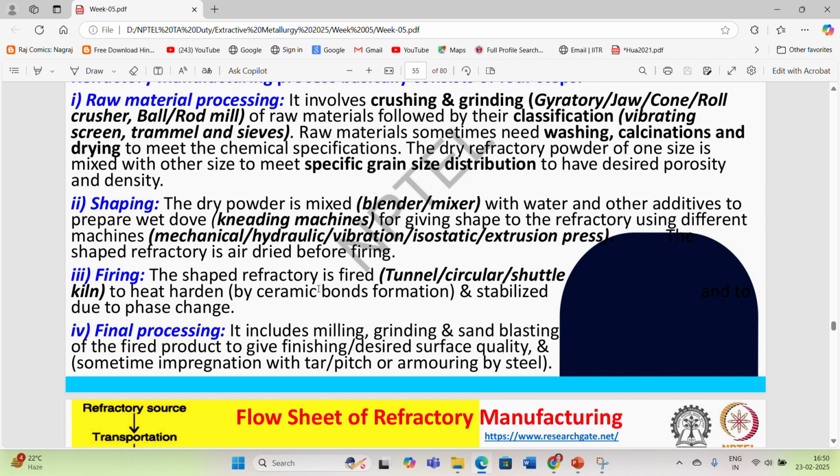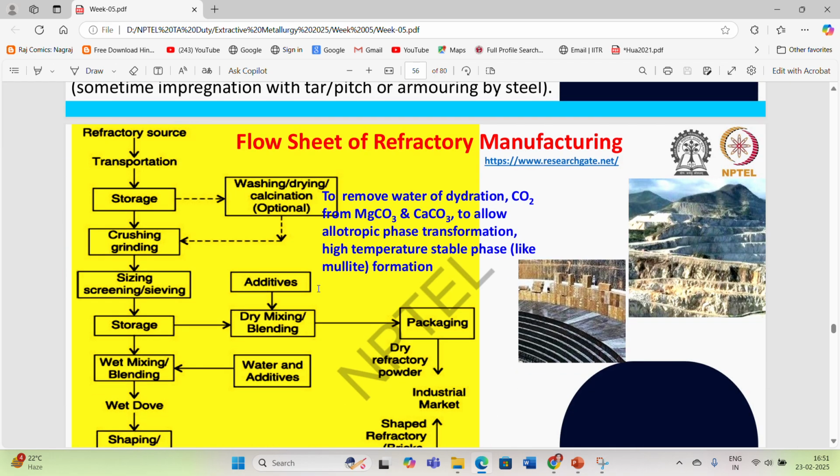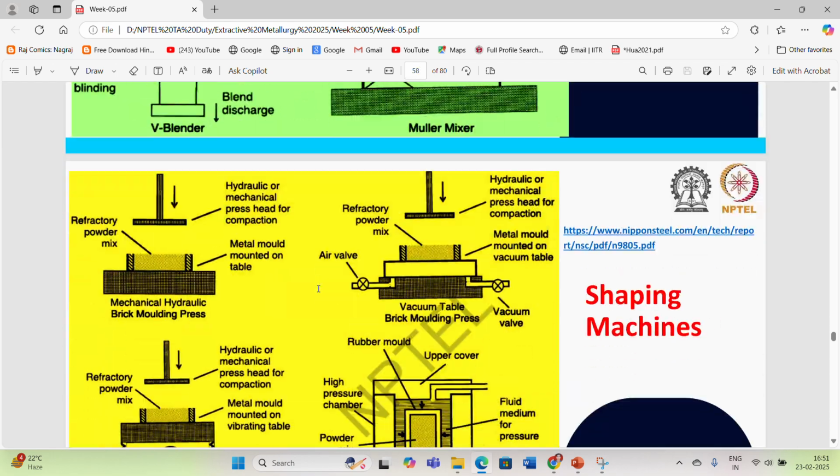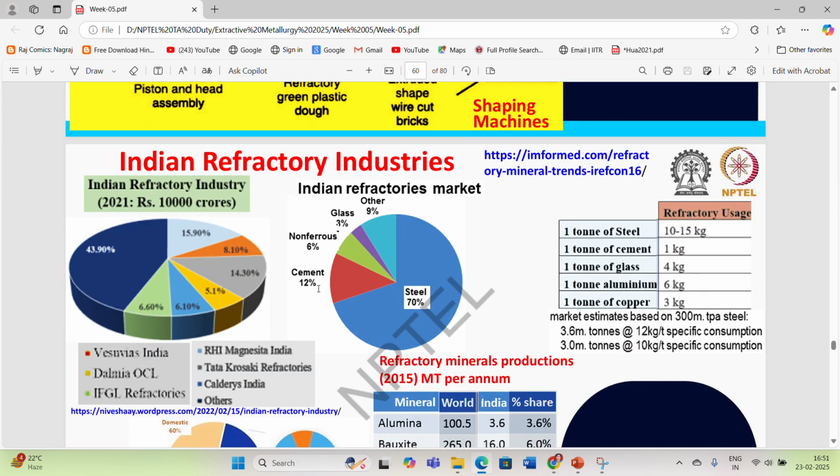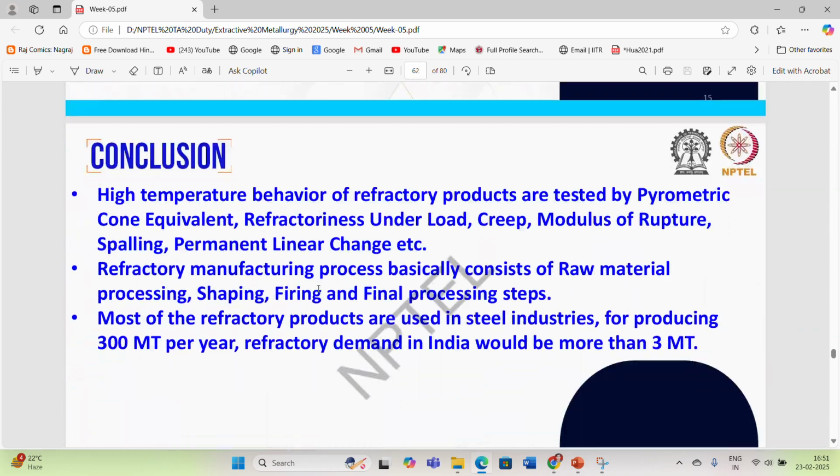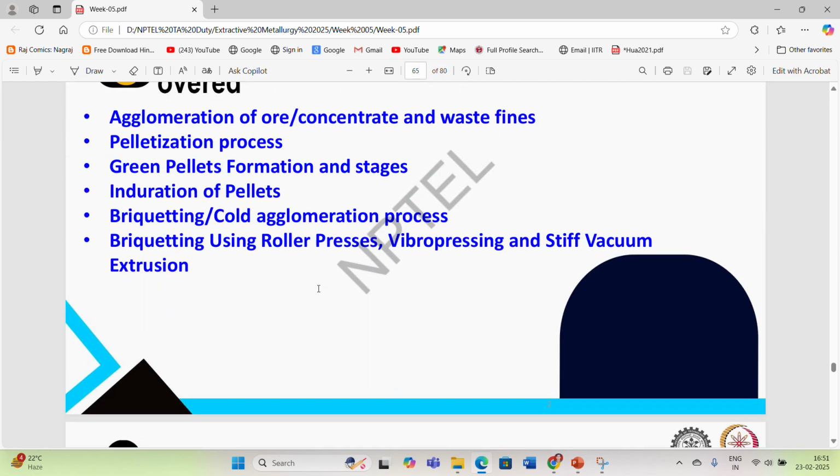Then final processing includes milling, grinding, and sand blasting of the fired product to give the desired surface quality, and sometimes impregnation with tar, pitch, or embalming by steel material. Okay, so these are some machineries that are generally used in refractory making.